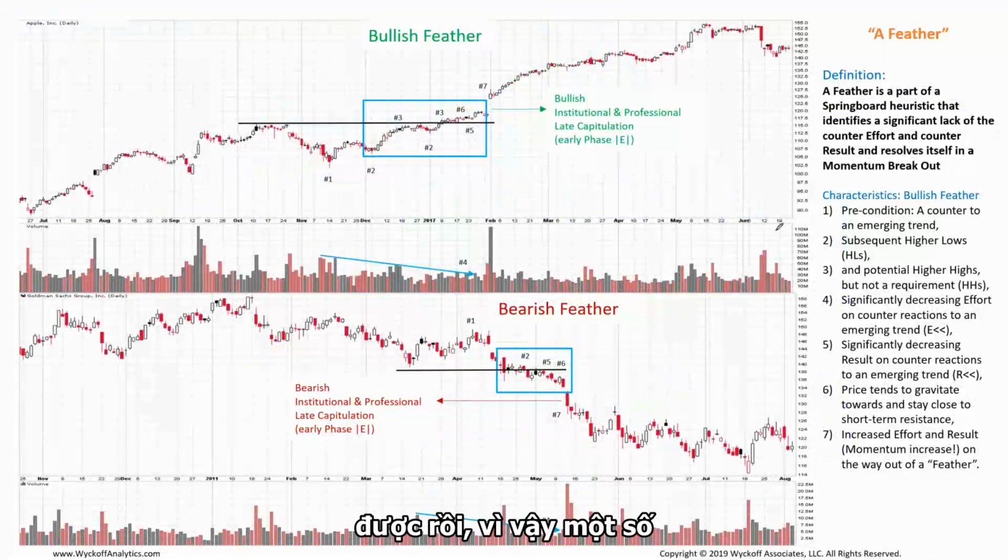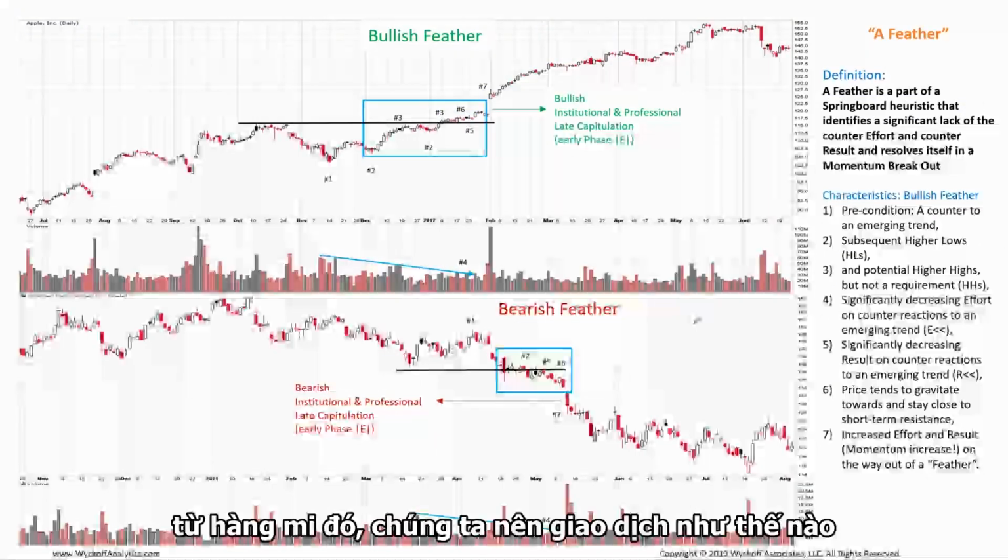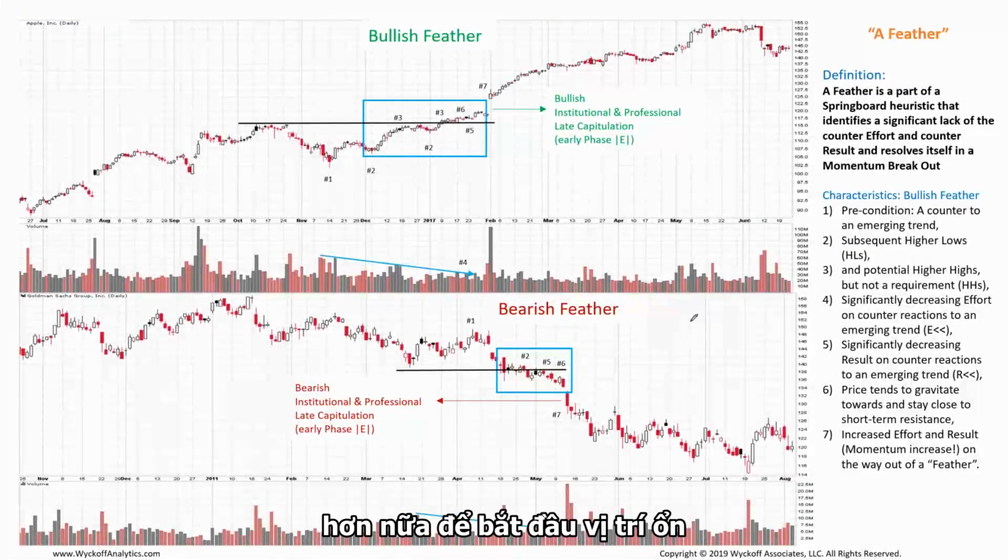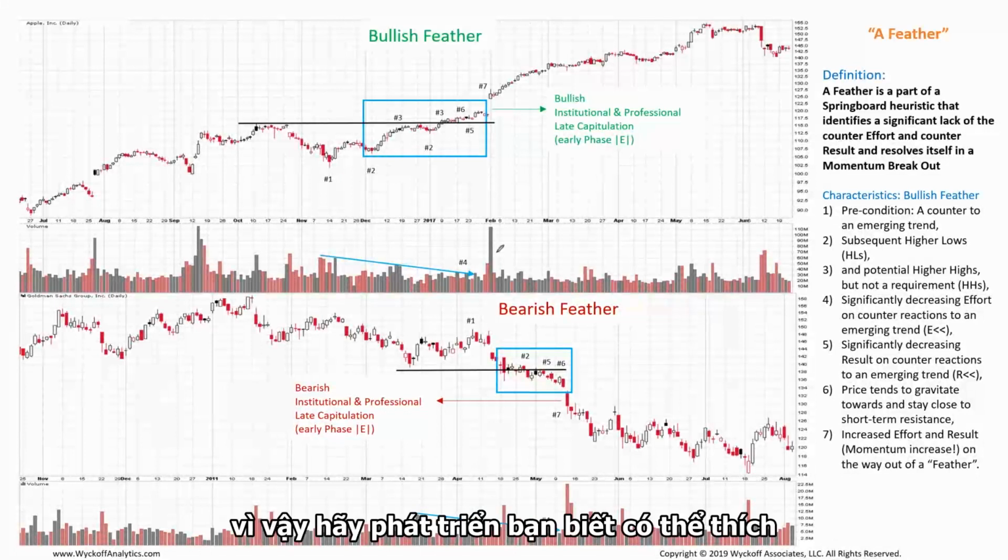Okay, so some comments patterns. Okay, Adam, I'll have to look into that. From Nilesh, how should we trade further to initiate a position? Okay, very good question. So let's develop maybe different scenarios, right?